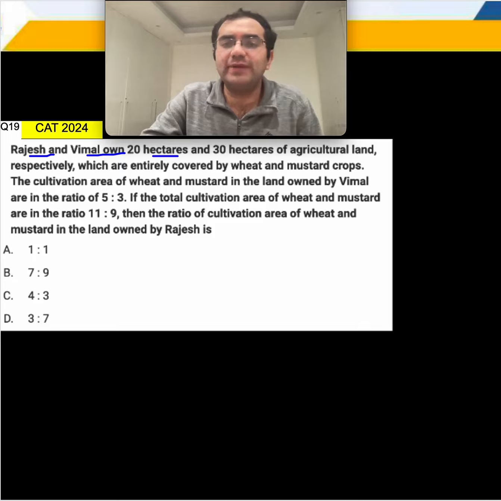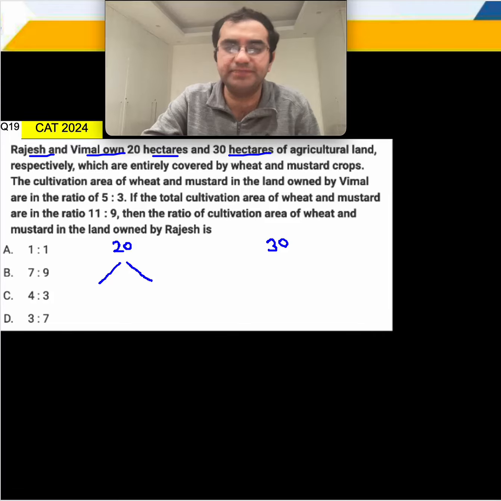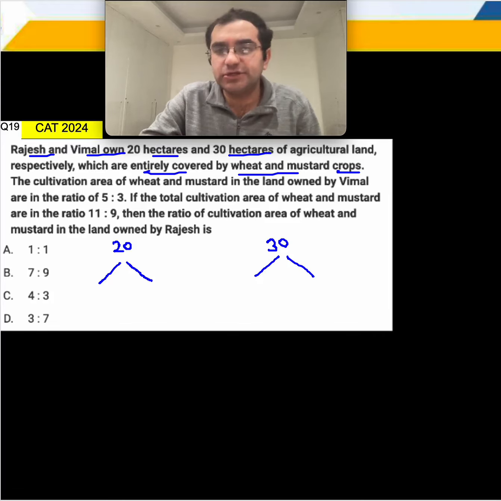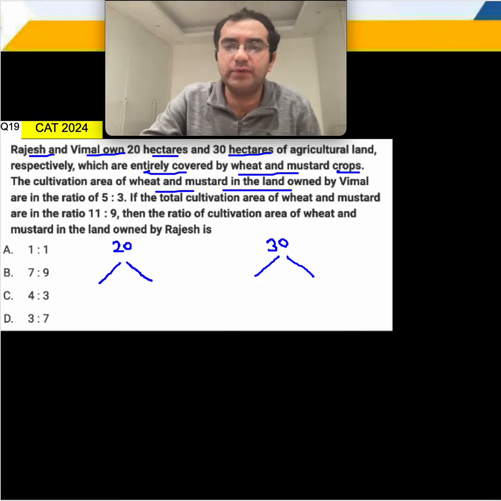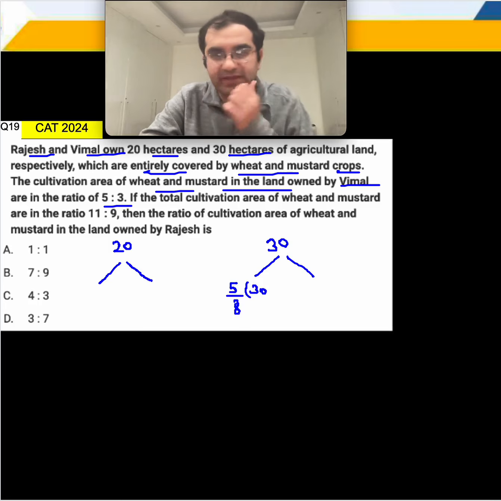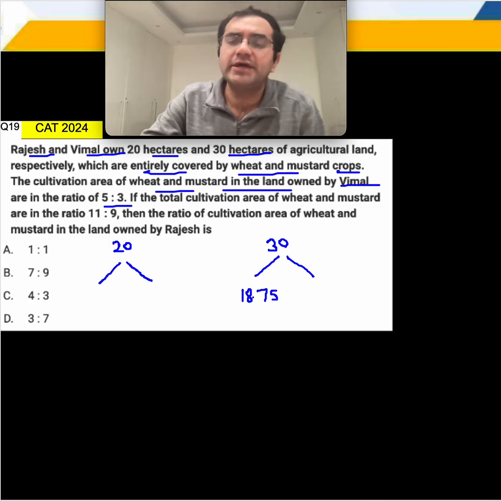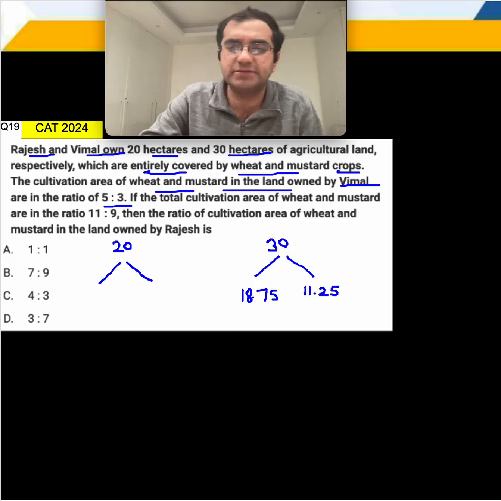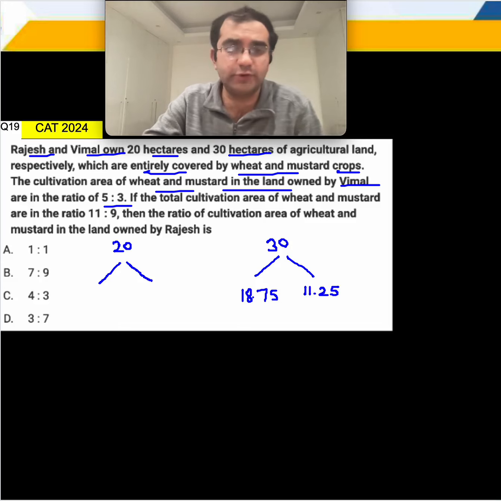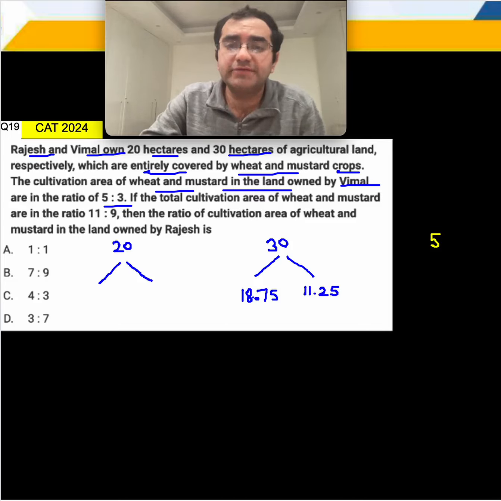Rajesh and Vimal have 20 and 30 hectares of agricultural land, either 20 or 30, covered by wheat and mustard crops. The cultivation area of wheat and mustard for Vimal is 5:3. Vimal means 30. 5:3 means 5/8 of 30 is wheat. 150 upon 8 becomes 18.75. The remaining, 30 minus 18.75, becomes mustard. That's 11.25. The total cultivation area is 20 plus 30, that's 50.